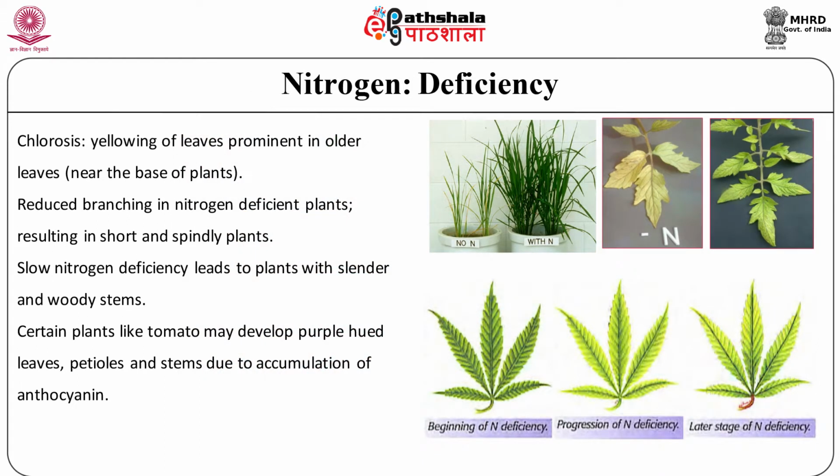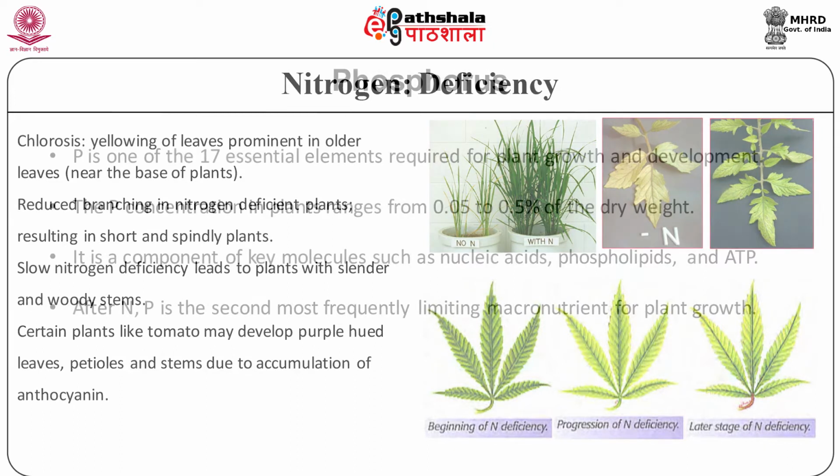Nitrogen deficiency leads to development of specific deficiency symptoms. Chlorosis, which involves the yellowing of leaves, is prominently found in the older leaves, that is the leaves near the base of the plants. Reduced branching in nitrogen deficient plants results in short and spindly plants. The slow nitrogen deficiency leads to plants with slender and woody stems. Certain plants like tomato may develop purple-hued leaves, petioles and stems due to accumulation of anthocyanin.